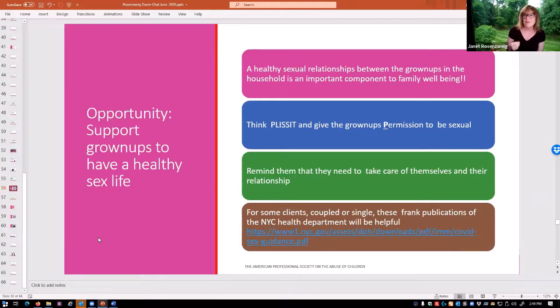So how do we give grown-ups permission to be sexual in a healthy way? And if they have to be healthy individually and find their sexual release with masturbation in a restroom because they don't have the time, we can't ignore that the grown-ups in a family have sexual needs and they need to take care of themselves. We hear that old saying, put on your own oxygen mask first.